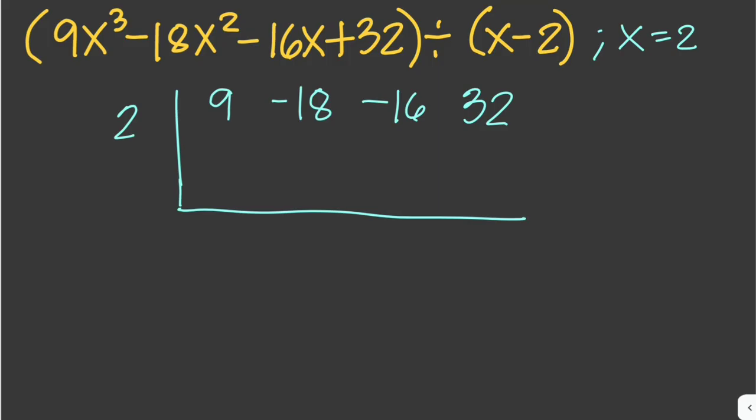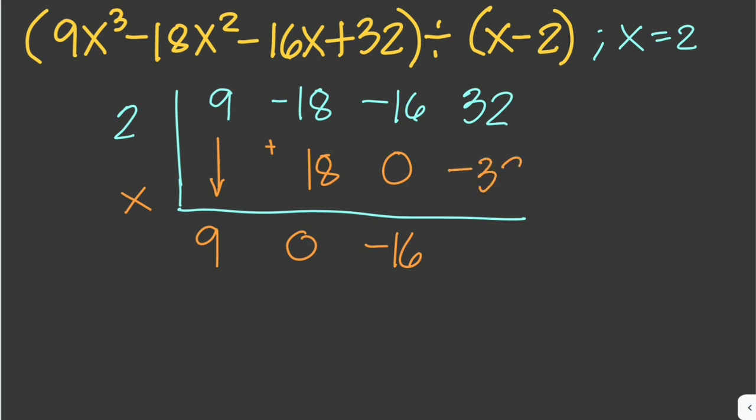Right. So let's now perform synthetic division. We bring down the first coefficient, which is 9, and then 9 times 2 is 18. And we add: negative 18 plus 18 is 0. 0 times 2 is 0. Negative 16 plus 0 is negative 16. Negative 16 times 2 is negative 32. And 32 plus negative 32 is 0. So the remainder here is 0, or there's no remainder.